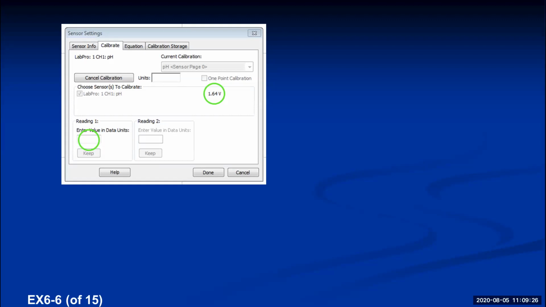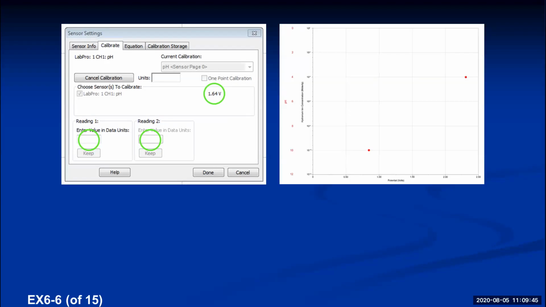We're then going to put the probe into a solution of a different pH. We're going to use pH 10. The voltage will change. We'll record the pH here of the second solution, which is 10. And now the pH probe is going to know this second voltage corresponds to a pH of 10. And so the pH probe is going to make a calibration line.